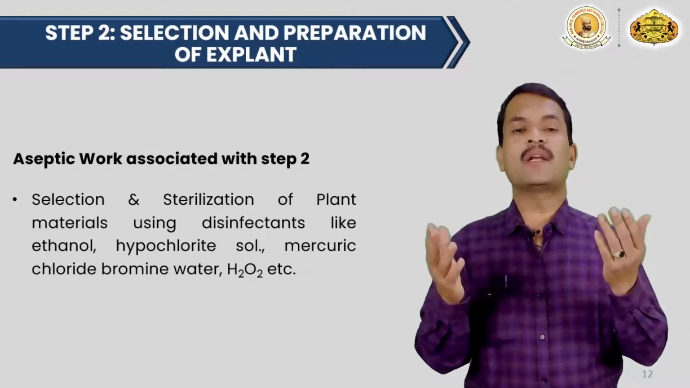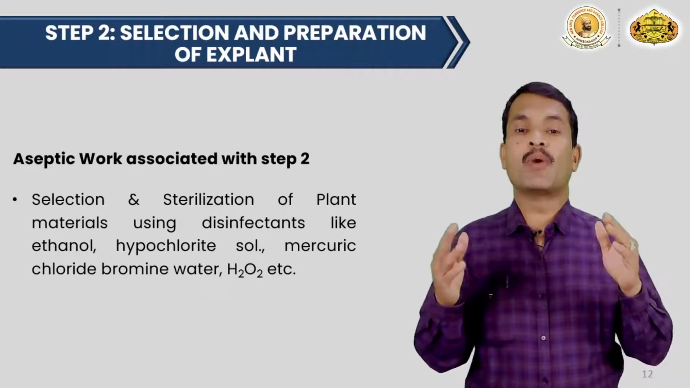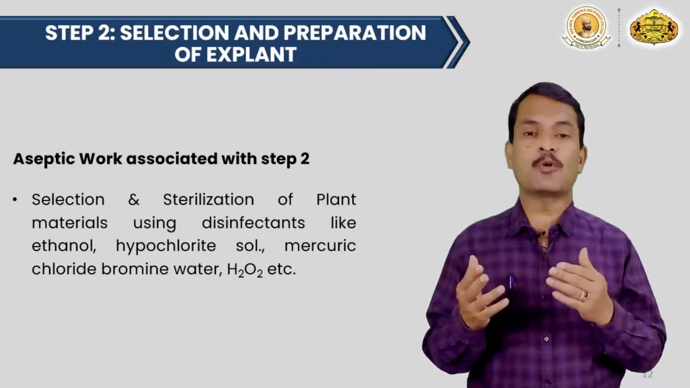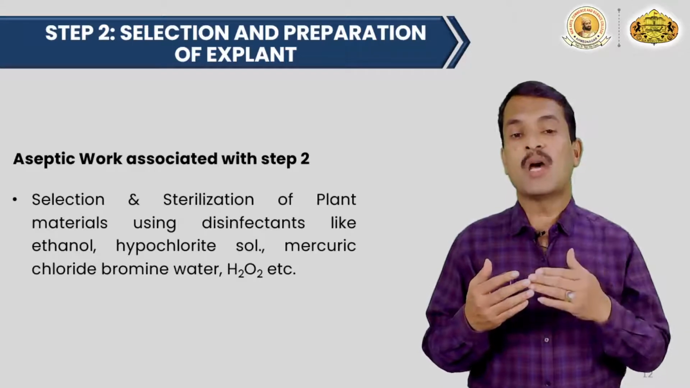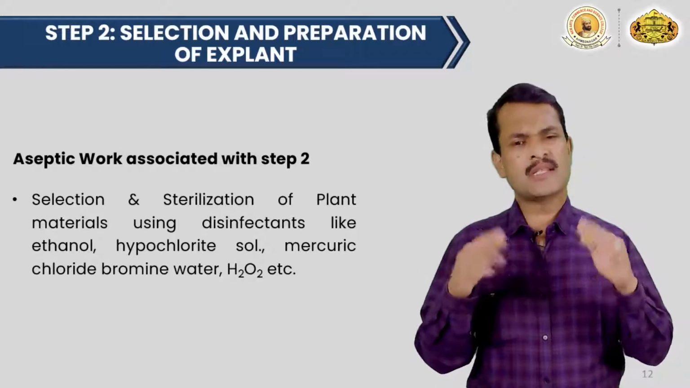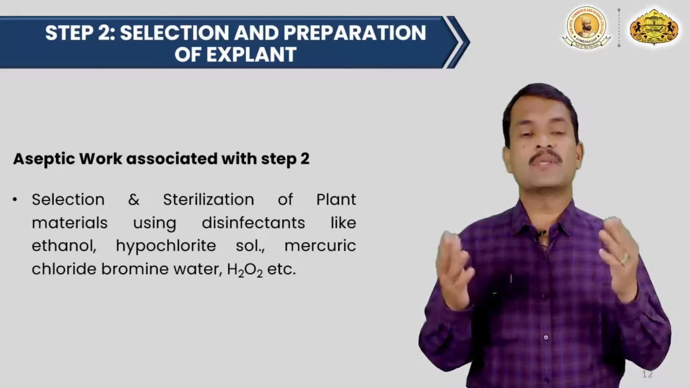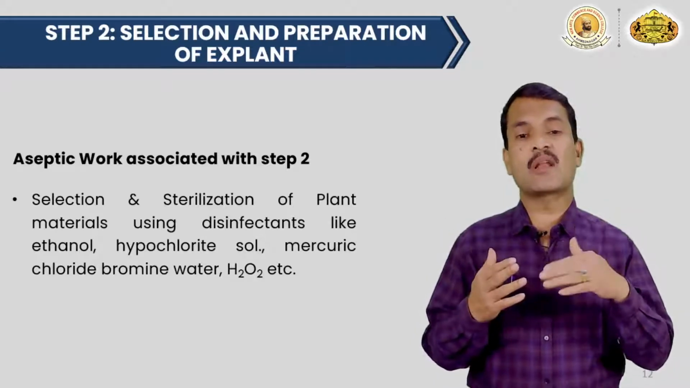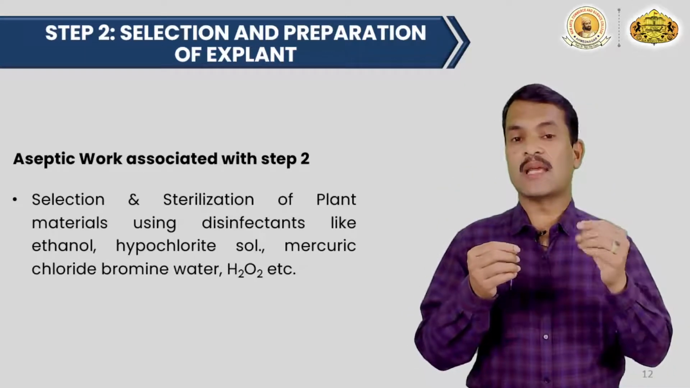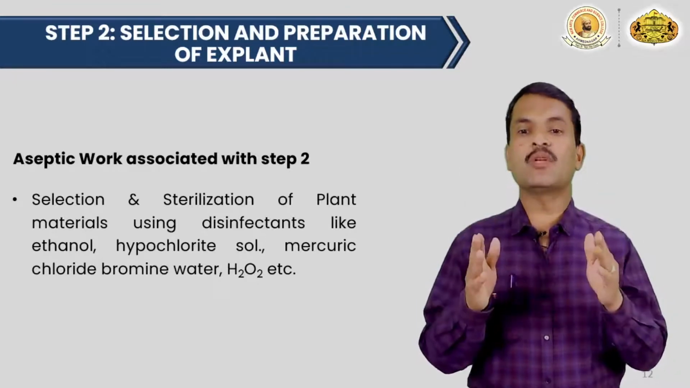You can use different types of sterilants to make it free from microorganisms, so it will be sterile. You can use sodium hypochlorite, mercury chloride, hydrogen peroxide, that is H2O2, or 70% ethanol. Such chemicals, and many other chemicals, are available. You can use them for surface sterilization of your explant. First select your explant, then go for sterilization. Remember that the concentration and time required for sterilization may vary.